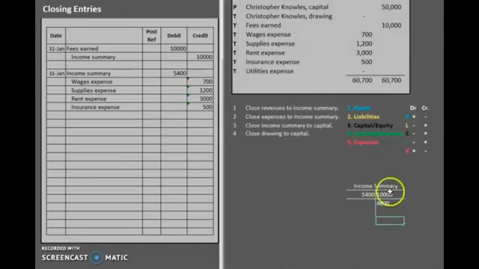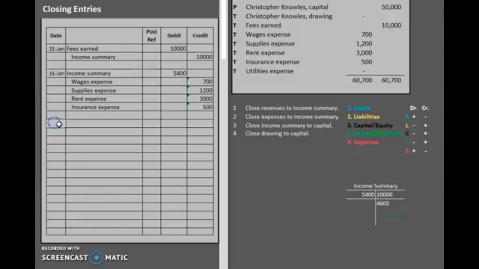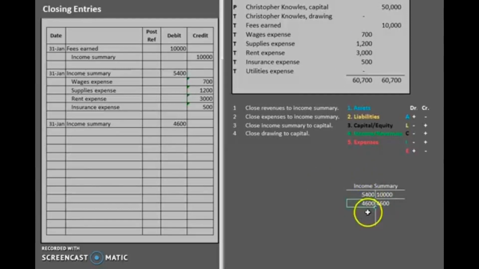There we go. So maybe this will help bring everything together. So on this third one, we need to close income summary to capital. So what is the balance in income summary right now? It's a credit of 4,600. How do we get that to a balance of 0? Well, we do the opposite. We debit it. So let's do our third closing entry. Closing out income summary by debiting income summary by 4,600. Now income summary, since we just debited it right here, now has a balance of 0. And that would be the final balance in that account.